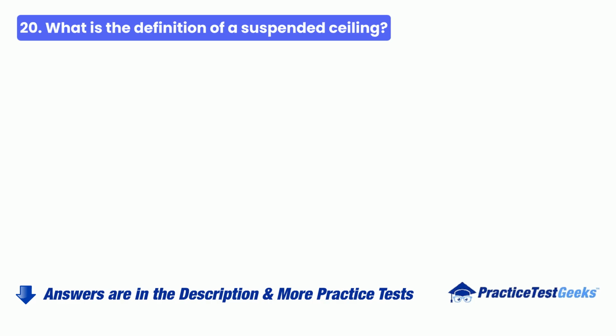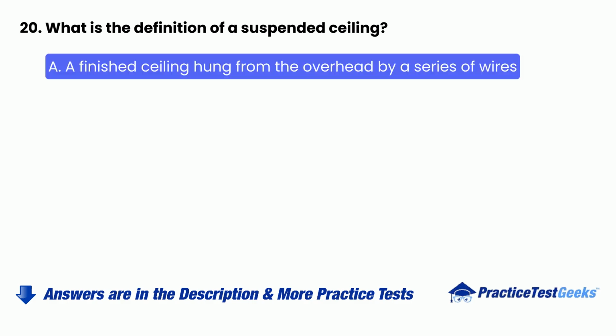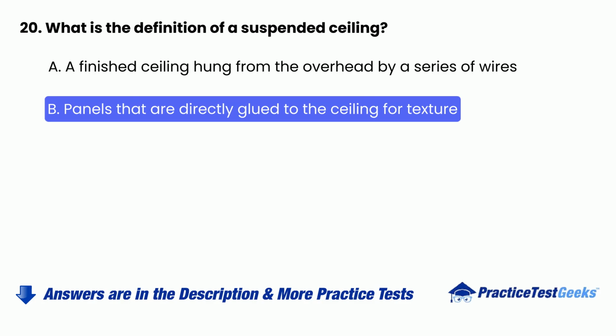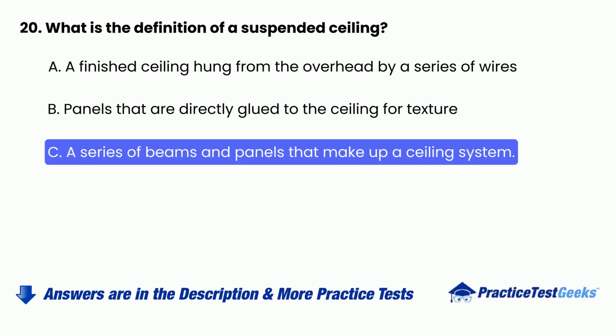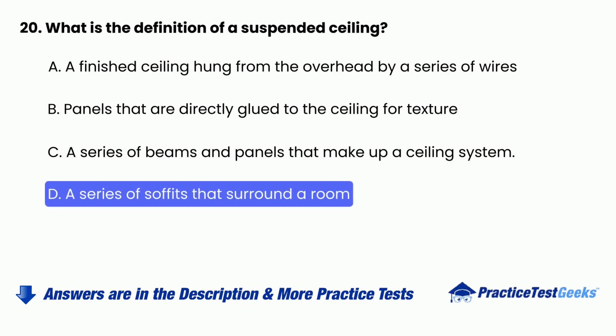(20) What is the definition of a suspended ceiling? A. A finished ceiling hung from the overhead by a series of wires. B. Panels that are directly glued to the ceiling for texture. C. A series of beams and panels that make up a ceiling system. D. A series of soffits that surround a room.